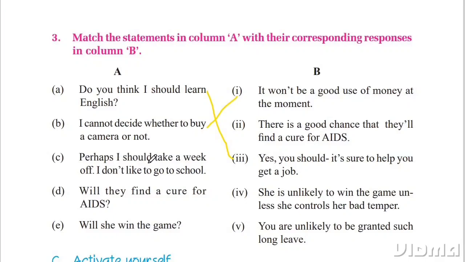C. Perhaps I should take a week off. I don't like to go to school. Okay, you are unlikely to be granted such long leave. D. Will they find a cure for AIDS? There is a good chance that they'll find a cure for AIDS. Last but not least, will she win the game? She is unlikely to win the game unless she controls her bad temper.